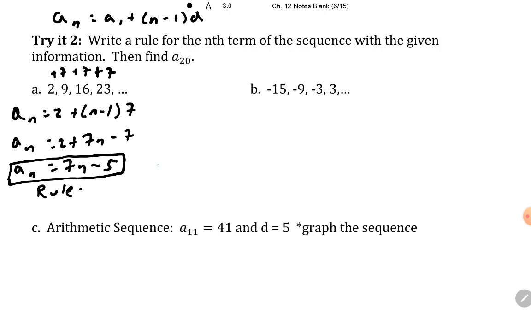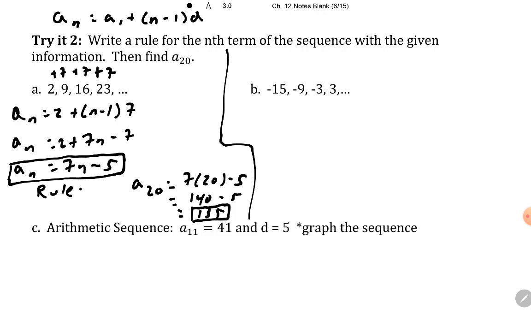Now I want to find a sub 20. A sub 20 is 7 times 20 minus 5, which is 140 minus 5, which is 135. So that's what the 20th term would be.